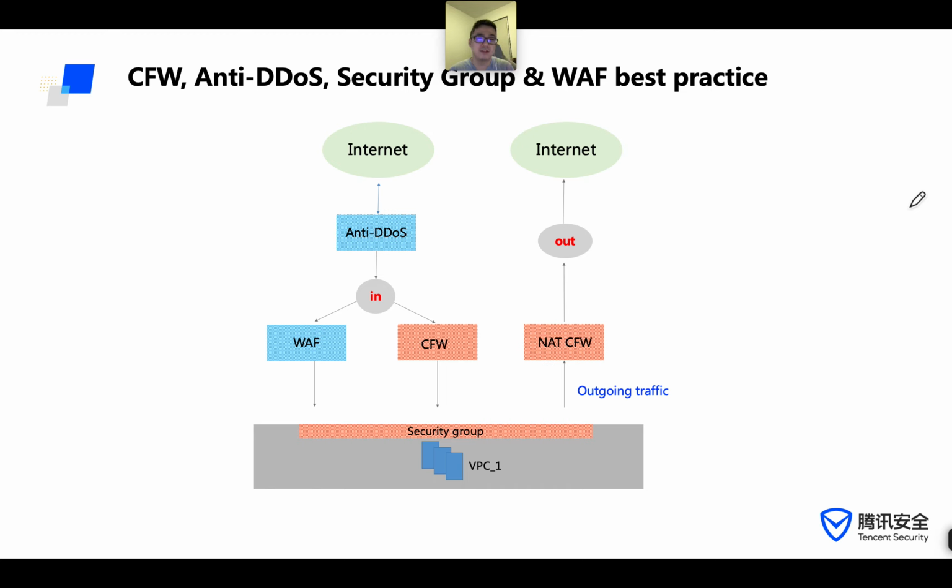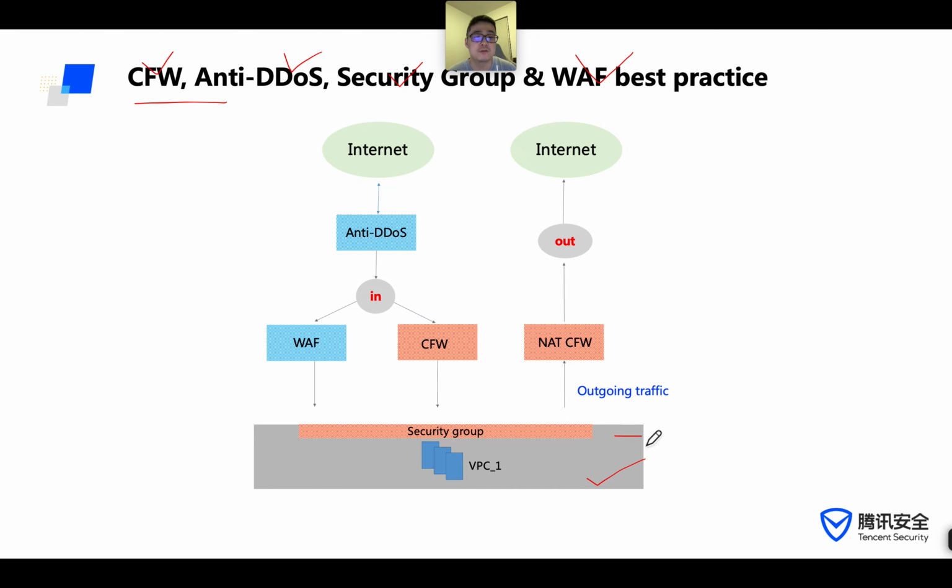So next, I'm going to talk about best practices when we combine all these useful security solutions together, right? So here we have the cloud firewall, we have the anti-DDoS, we have the security group, we have the WAF, right? Let's take a look at this diagram from the VPC here. On top of the VPC, there are different types of workloads. It could be, for example, a web application on a container. It could be the database, right?